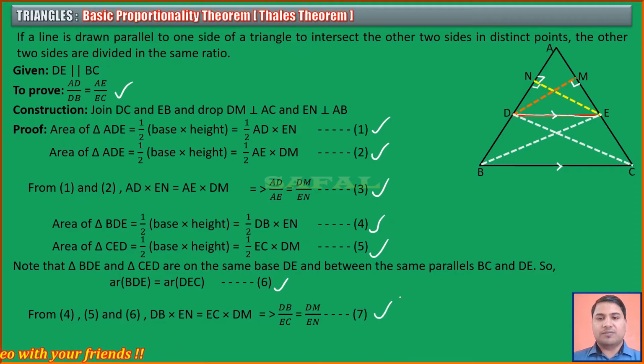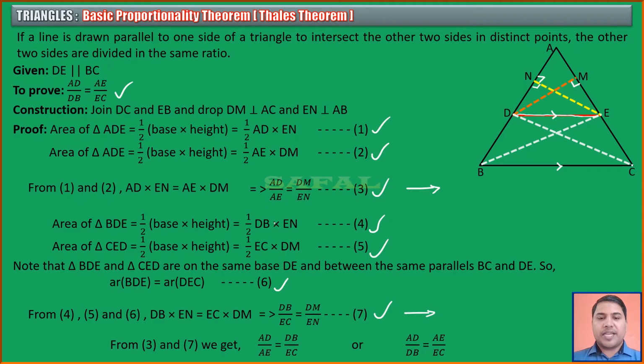That's equation 7. Now if you watch equation 3 and equation 7 carefully, you can see that the right hand sides of 3 and 7 are the same, DM by EN. So the left hand side must also be equal. So AD by AE will be the same as DB by EC. So this I can interchange. DB I'll bring here and AE I'll take there. So AD by DB is the same as AE by EC. So this is the thing which we were supposed to prove. So very important and basic theorem.